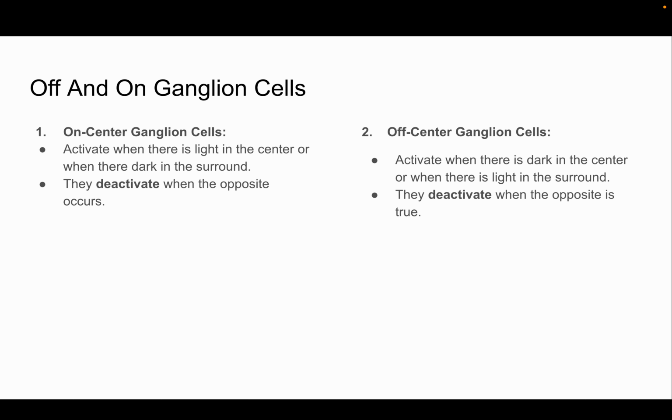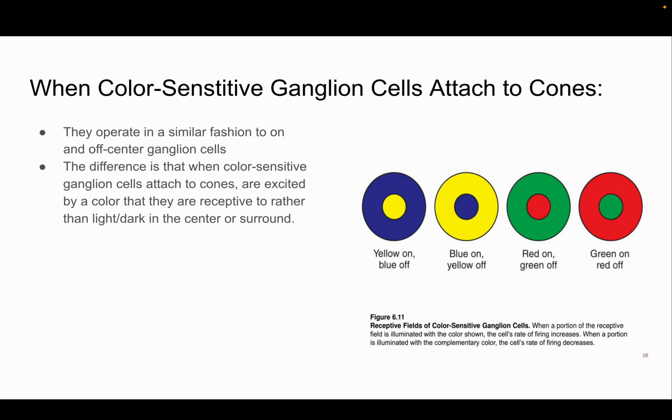To briefly discuss both the on-center and off-center ganglion cells, they're going to activate at opposite areas. The on-center ganglion cells are going to activate when there is light in the center and darkness in the surrounding areas, and they're not going to activate if the opposite happens. While off-center ganglion cells are going to activate when there is darkness in the center and light in the surrounding areas, and if the opposite happens, so if there's light in the center and darkness in the surrounding areas, they're not going to work. And this is important to the specific slide because when color sensitive ganglion cells attach to cones, they're going to do the same thing for the opponent process theory.